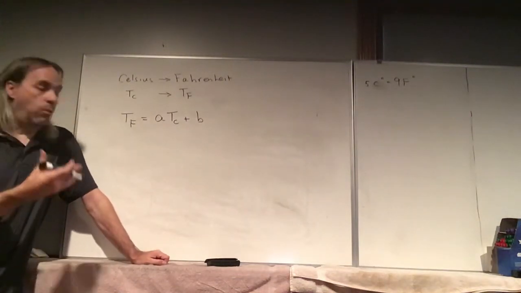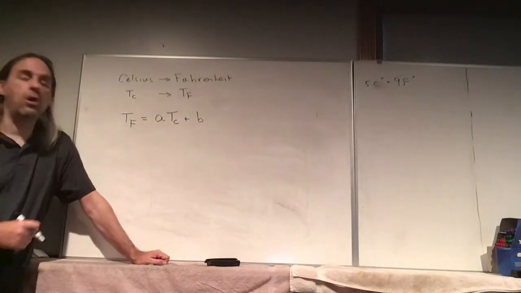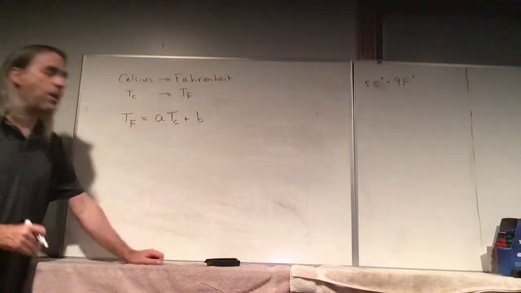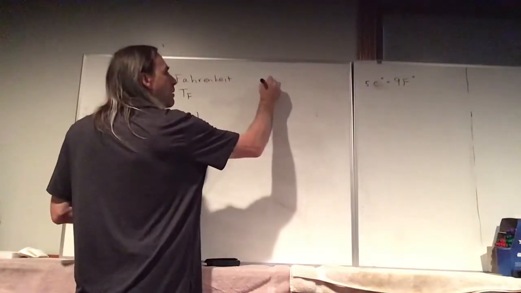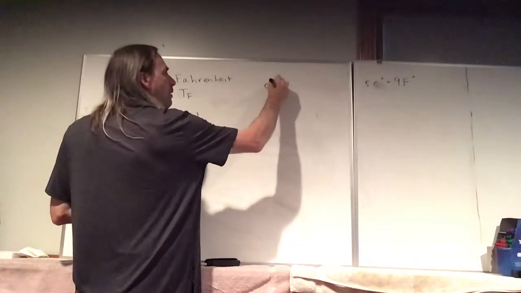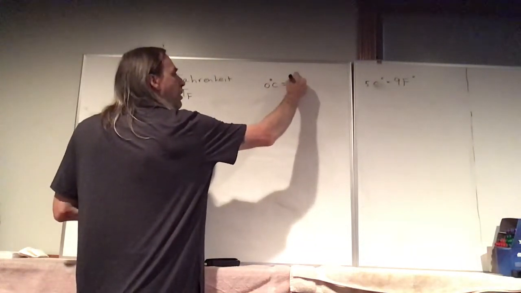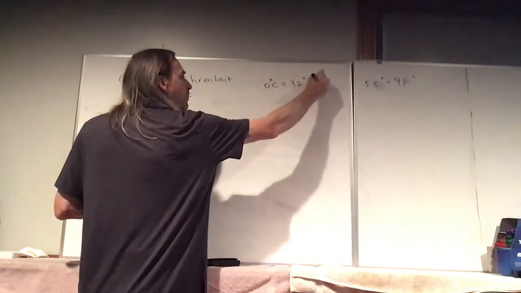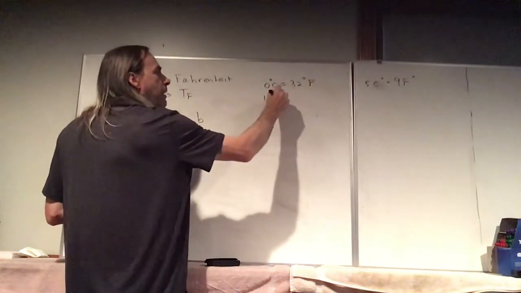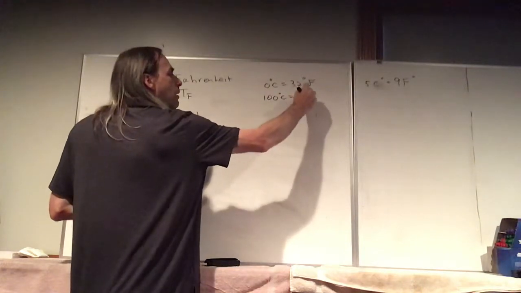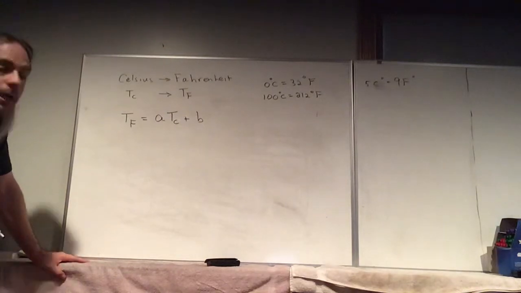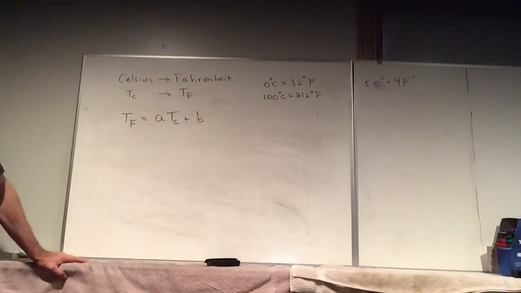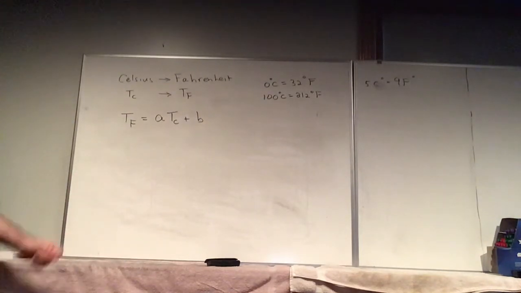Now, we don't know what A and B are. We have to figure those out. But we know a few things though. We know that 0 degrees Celsius is equal to 32 degrees Fahrenheit. And we know that 100 degrees Celsius is equal to 212 degrees Fahrenheit. And so let's plug both of these in. Let's start by plugging in the first one.